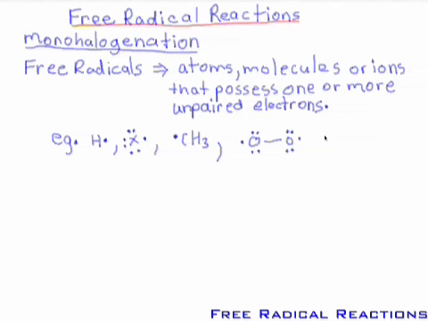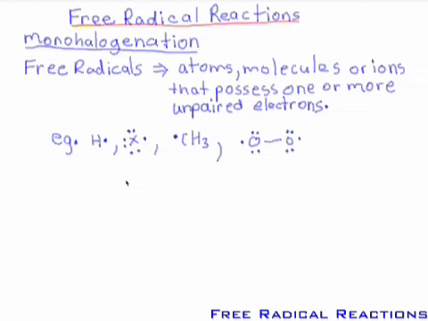Now, free radicals are atoms, molecules, or ions that possess one or more unpaired electrons. These represent just a few examples. If you take H2 gas and split the bond between the two hydrogens homolytically, such that one electron goes with each hydrogen, you get a neutral hydrogen atom, a proton with one electron. You have an unpaired electron. Hence, this is a hydrogen radical.